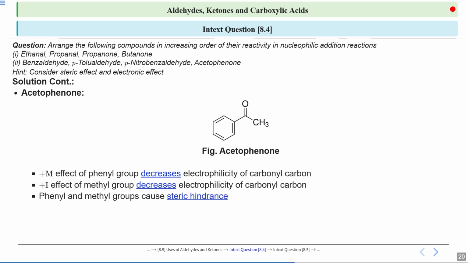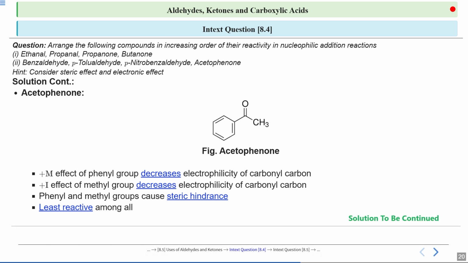So the phenyl and methyl groups also contribute to steric hindrance, which physically blocks the nucleophiles from approaching the carbonyl carbon. What will happen as a result? The compound will be less reactive. So it is least reactive among all. Because of the electronic and steric effects, this acetophenone is least reactive towards nucleophiles among all the compounds which are listed.